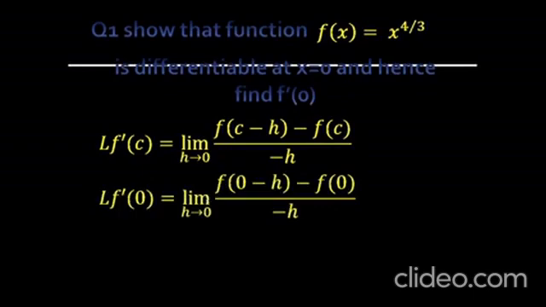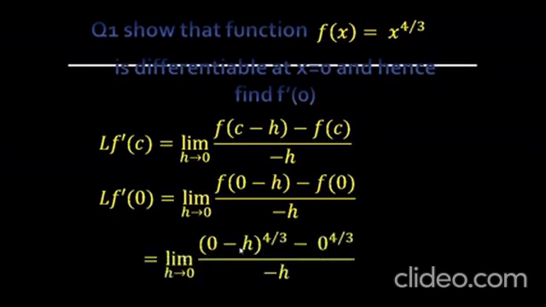After writing it, we have to put in the value of the function. The function is given as x to power 4 by 3. So replace x by 0 minus h in f(0 minus h), and replace x by 0 when writing the f(0) value. So we can say limit h tends to 0 of (0 minus h) whole power 4 by 3 minus 0 raised to power 4 by 3, and the whole term is divided by minus h. Simplifying it, you will get the result.